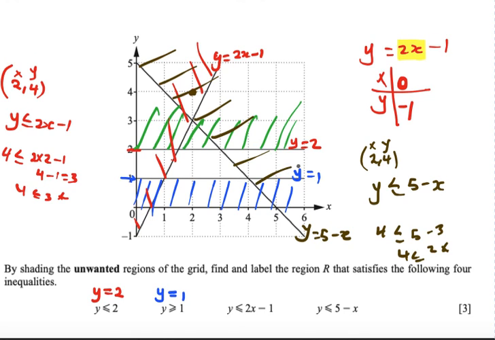Okay, and the question asked us to label the region that satisfies these four inequalities with R. The region that satisfies them is the region that has not been touched by any shading, and that region is this one here. This is the solution to this question.